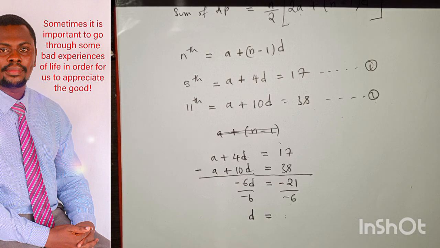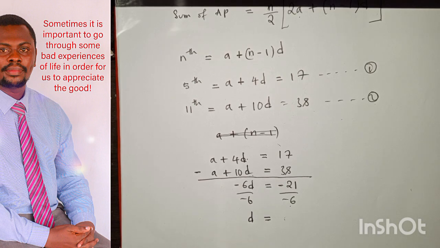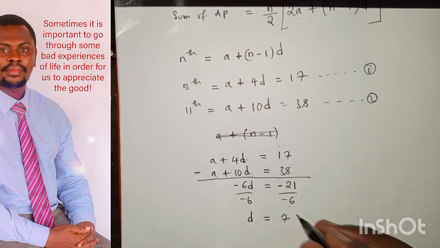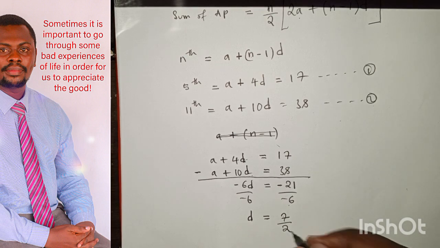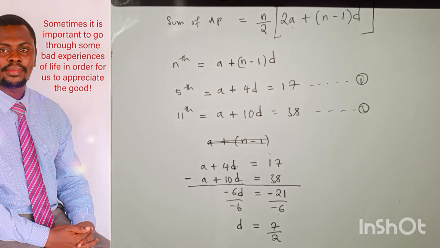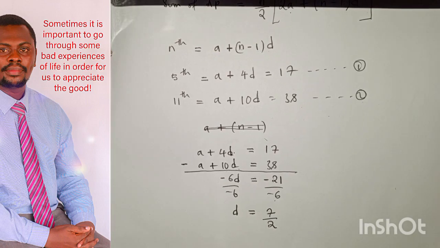Now in 21 and 6 there is a common factor. So what is the highest common factor of 21 and 6? Yes, 3. So 3 in 21 is what? 7. 3 in 6 is what? 2. Okay, so the value for D is 7 over 2. Then we go to A.